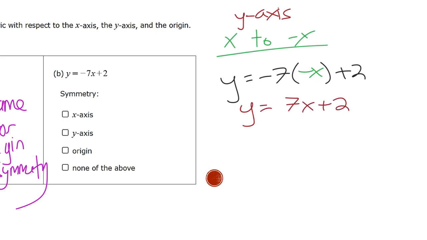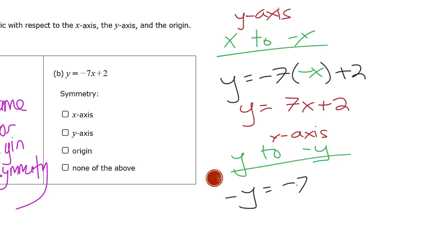Try the next one. Let's do y to negative y. That's our next one, and that would be the x-axis symmetry. If I replace that, now I have negative y is equal to negative 7 times x plus 2. If I simplify that, I'm going to divide by negative 1 on both sides, so we still get y here. This turns into 7x, but this turns into negative 2.